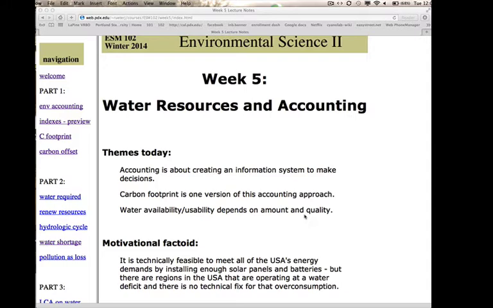So today's lecture is going to have three parts. First part is going to be just about environmental accounting, with carbon footprint being the example. And part two is going to be water demand and availability. And then part three, we're going to look at some examples of using a full life cycle analysis on two types of water questions.